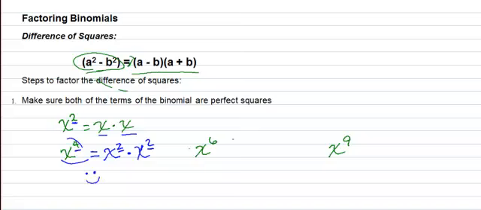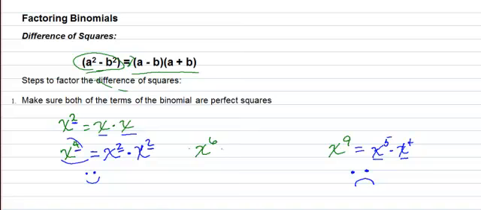Now, x to the sixth, we're going to skip for a second. How about x to the ninth? Everybody likes x to the ninth because of that 9. Well, again, the idea is that we have to have something that's exactly the same. Let's say we did x to the fifth times x to the fourth. So x to the fifth times x to the fourth is indeed x to the ninth because 5 plus 4 is 9. But they're not exactly the same. There aren't two whole numbers that are exactly the same that are going to add together to get 9. So this is not a perfect square.